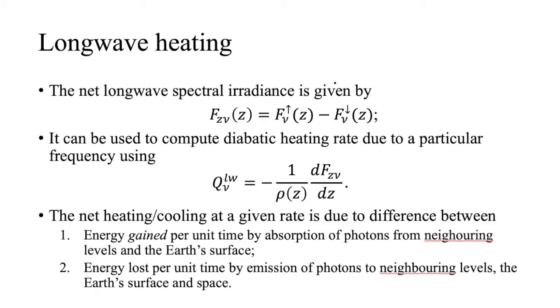This would be the net spectral irradiance, the difference between the two. And from this, we can then compute the net heating or cooling rate at a particular altitude, okay?